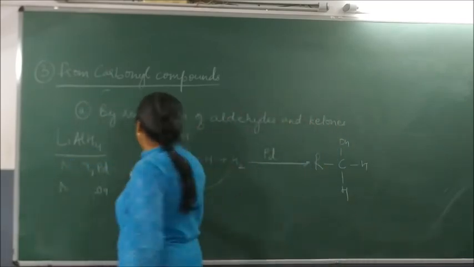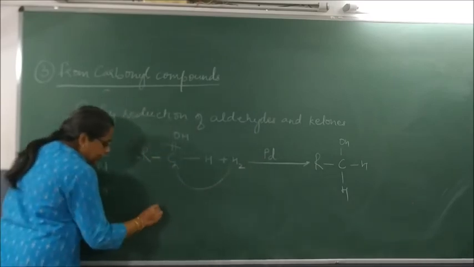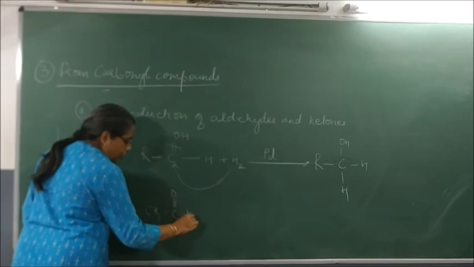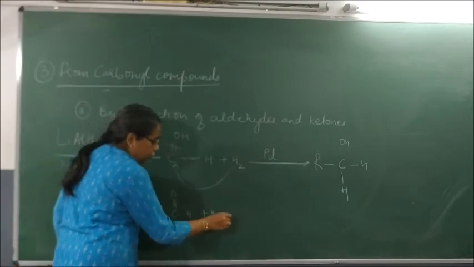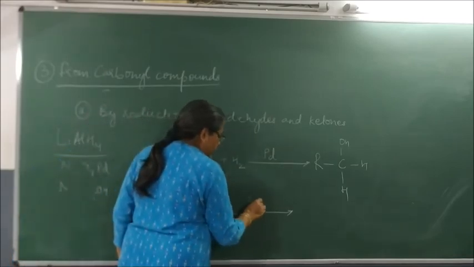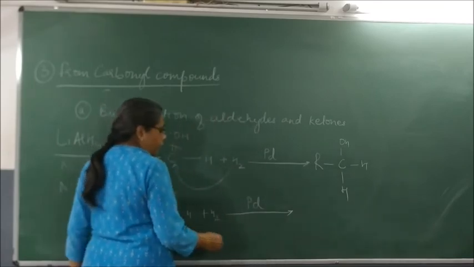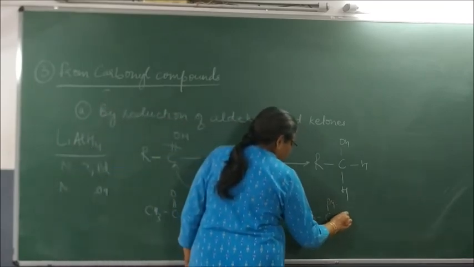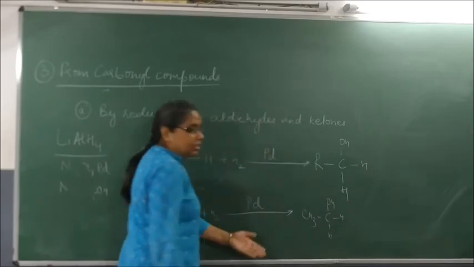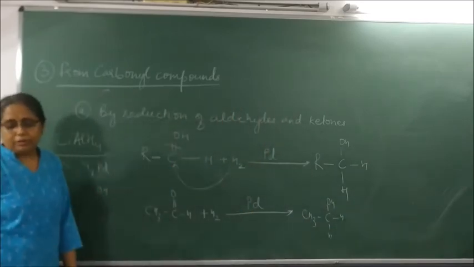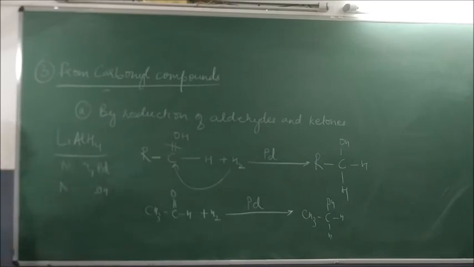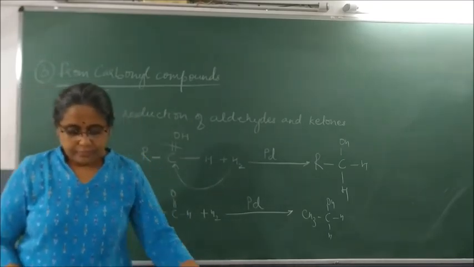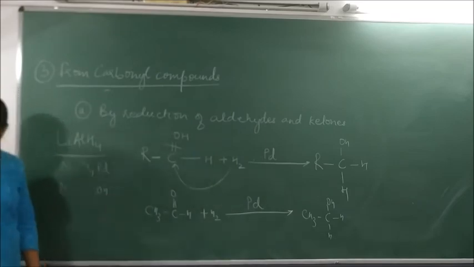RCH2OH. So let us do the compound. We will write CH3, C double bond O, H plus H2, in presence of what? Palladium. It will form CH3, C, OH, H and H. This is nothing but ethanol. Done? Understood?